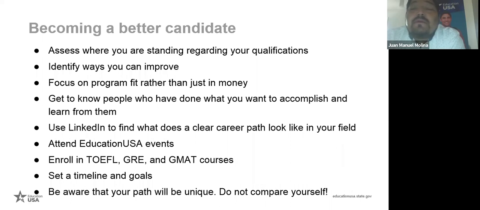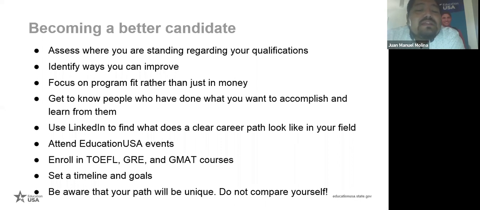Maybe you can think about your English proficiency level. Maybe there's a lack of professional experience in your professional path. Maybe you don't have a clear idea of what you want to do with your graduate program or five years from now. Those are things that you can work on, improve, and change. So identify those areas and work on those.